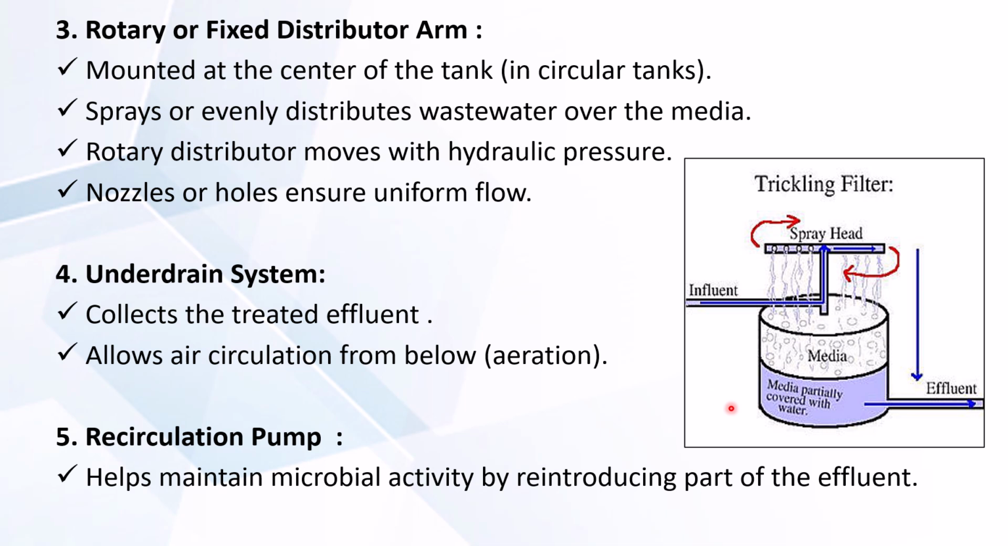So here is the diagram of the trickling filter. This is the rotary or the fixed distributor arm. In this, the nozzles and holes are spraying the wastewater over this media. Influent is coming from here. This is the underdrain system where the treated effluent is collected and is released from here. So this is the entire process of the trickling filter.